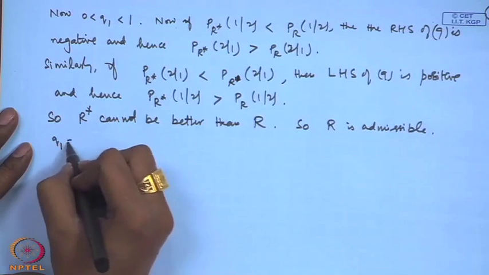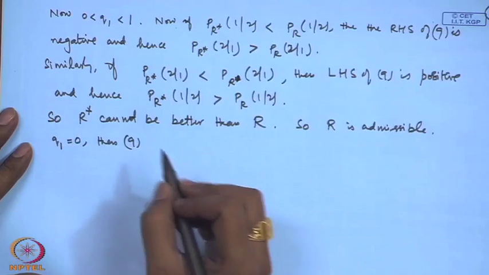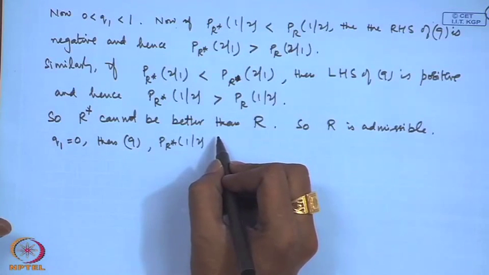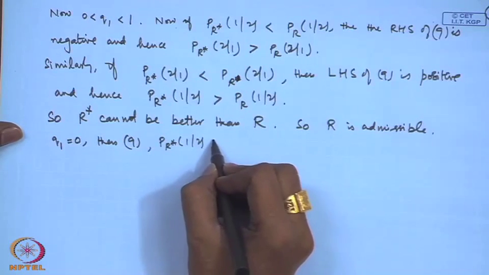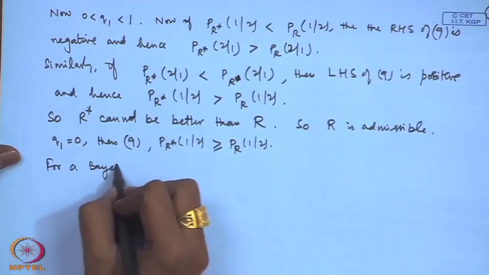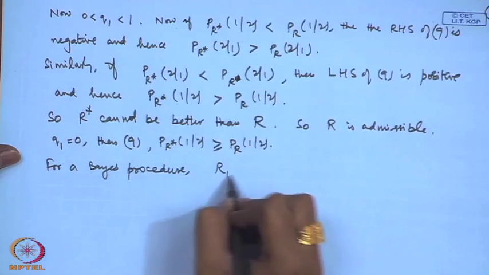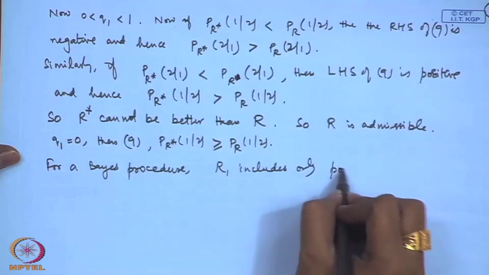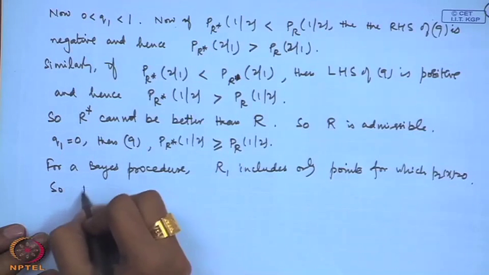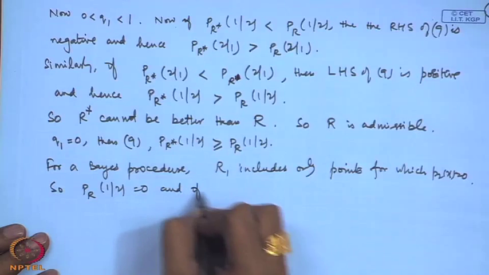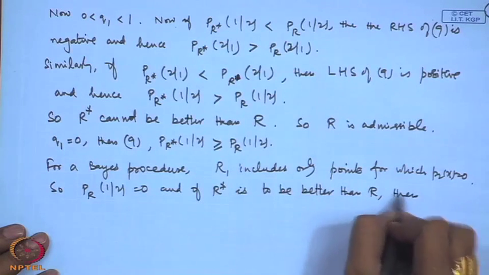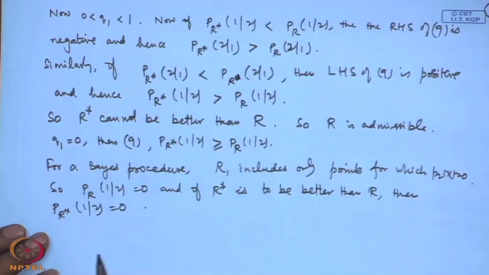Now, you can consider the extreme case. For example, Q1 is equal to 0. If you take Q1 equal to 0, then 9 will give you simply that P(R star 1 given 2) is greater than or equal to P(R1 given 2). Now, for a Bayes procedure, what is happening? R1 includes only points for which P2x is equal to 0. So, P(R1 given 2) will become 0, and if R star is to be better than R, then the only possibility is that P(R star 1 given 2) is equal to 0.